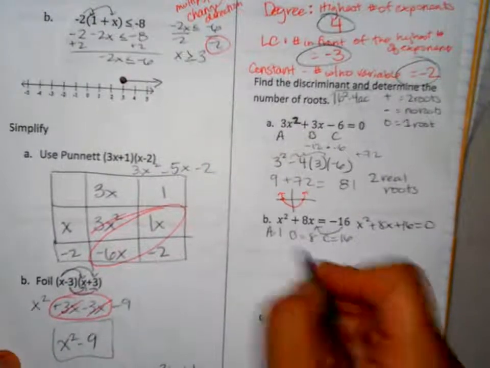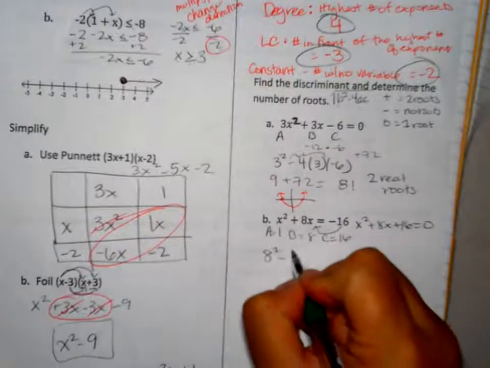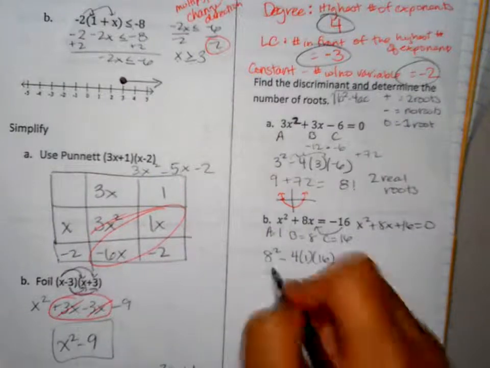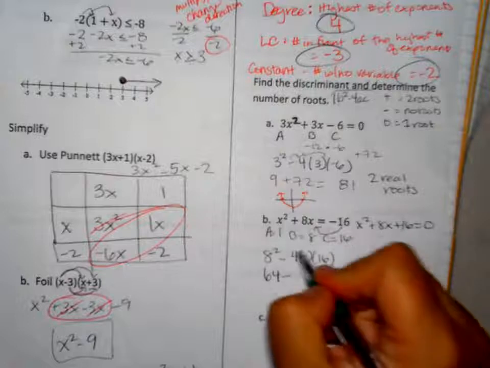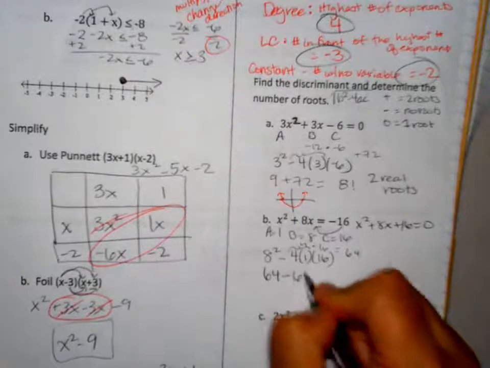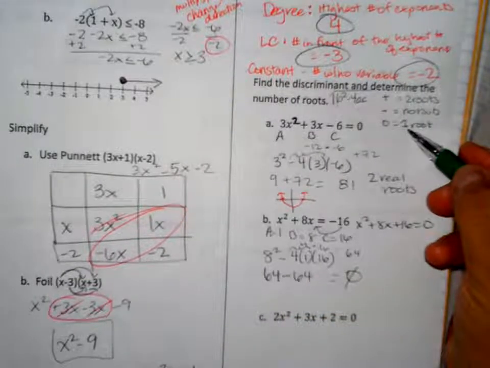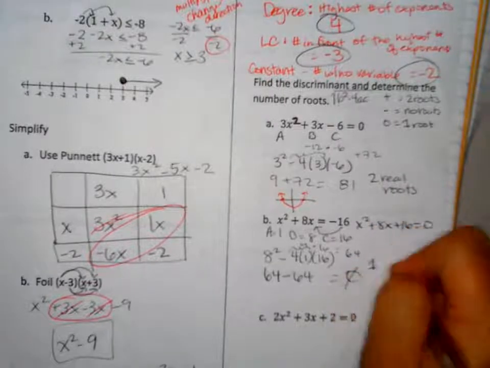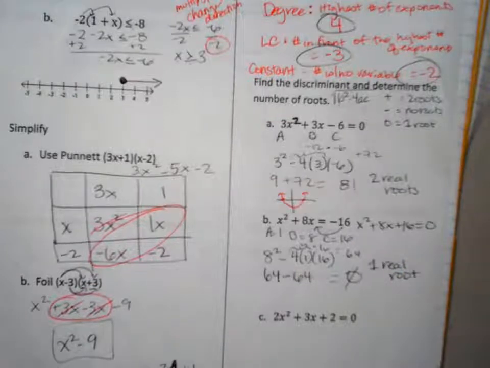Okay, so let's do that. We've got b squared, so 8 squared minus 4 times 1 times 16. So I've got 64 minus 4 times 1 is 4. 4 times 16 is 64. So 64 minus 64 is 0. When I have 0, it means I have one real root. One real root.